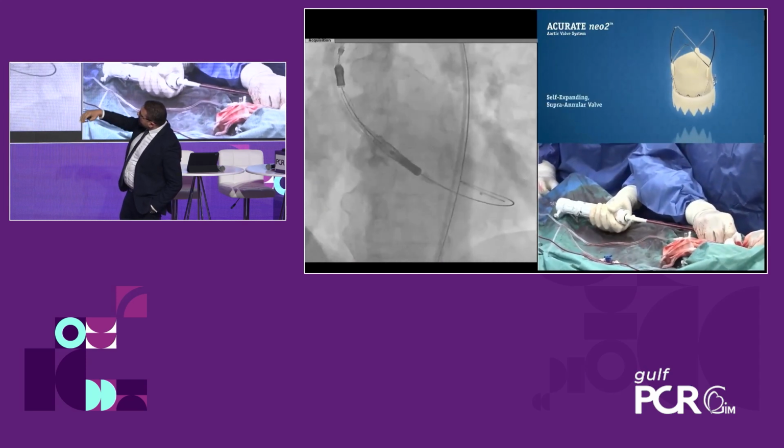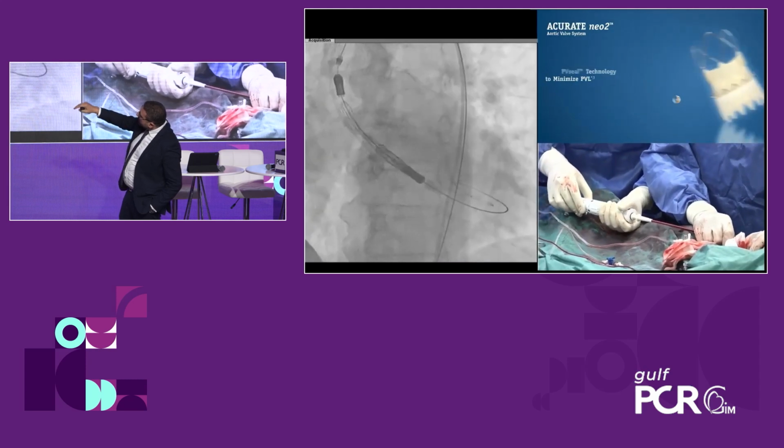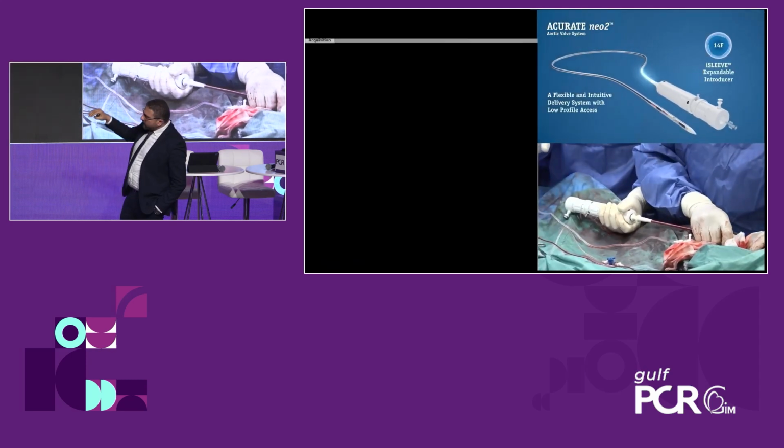The pigtail is at the level of the annulus, and this radio-opaque marker that you see should be at the same level of the annulus.